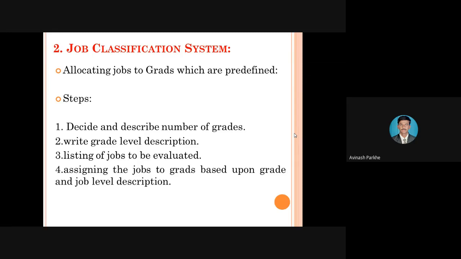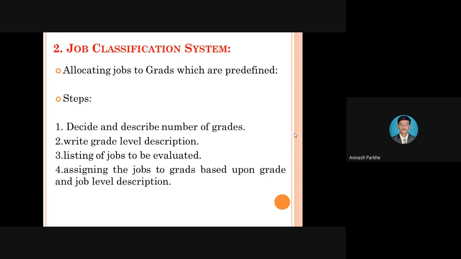So this is related to the ranking method and the job classification method. You have to keep the two things in your mind. In the ranking method, ranking will be given in the form of low, medium, high, and it is applicable for limited jobs. In the job classification method, the evaluation will take place in the form of grades. The grade will be given to each and every job, and a number of jobs can be evaluated simultaneously as compared to the ranking method. So this is the second method of job evaluation.